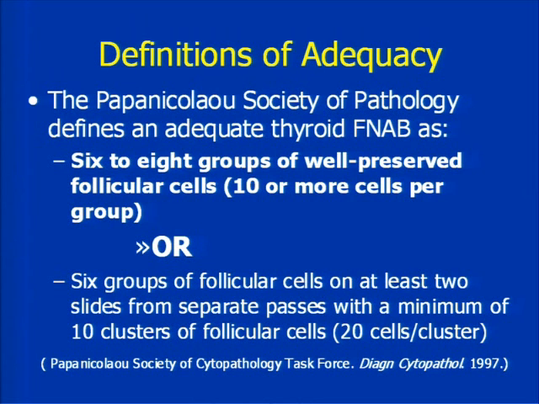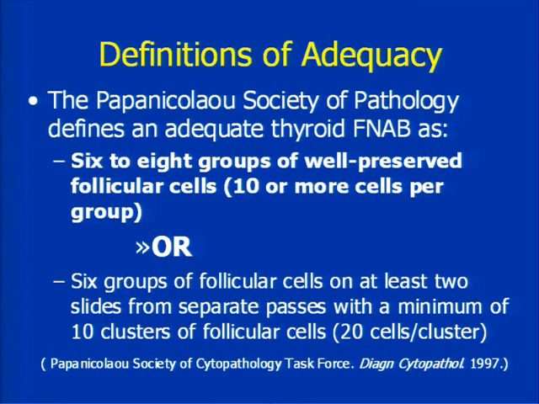And then our governing body, which is the Papanicolaou Society, came up with sort of trying to summarize the different definitions out there. And this first definition is actually the one that I used, which is the 6 to 8 groups of well-preserved follicular cells with 10 or more cells per group. So that's what we're going to discuss next door. There is an additional published definition out there, which is the 6 groups of follicular cells. But now it needs to be on at least 2 slides from separate passes.